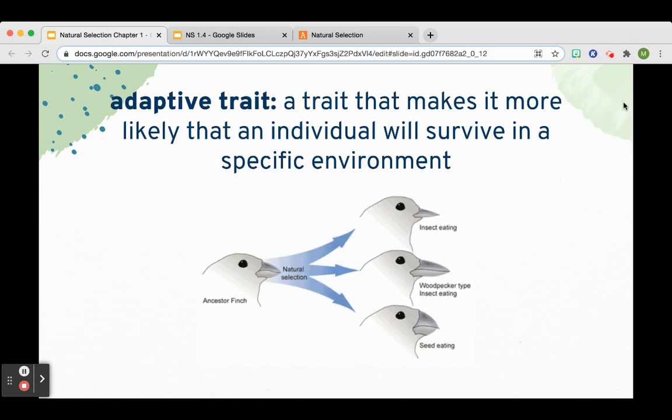The next vocab word is adaptive trait, which is a trait that makes it more likely that an individual will survive in a specific environment. So if this is the original bird and maybe one goes on to change its beak to look like this, it will be more specific for eating insects. This one goes on to become a woodpecker, which eats insects inside certain types of trees. And then this one goes on to be a seed-eating beak. So these are all adaptive to the specific environment that they need to survive in.